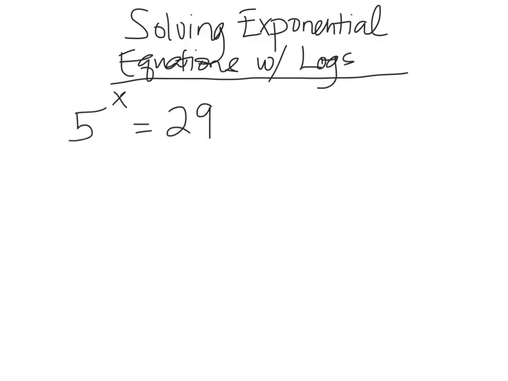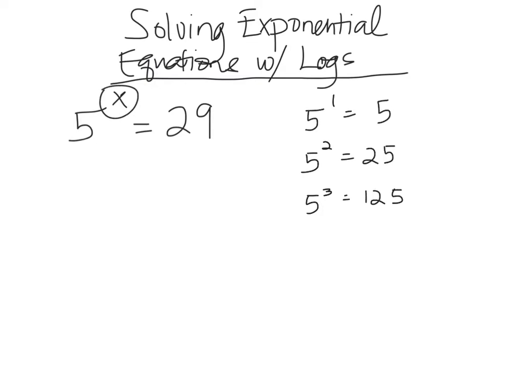All right, so we're going to talk about how to solve exponential equations with unlike bases, or bases that cannot be made to be the same. So if we look, 5 to the 1st power is 5. 5 to the 2nd power is 25. And 5 to the 3rd power is 125. So 5 to what power will give us 29? Well, 29 is kind of close to 25, right?